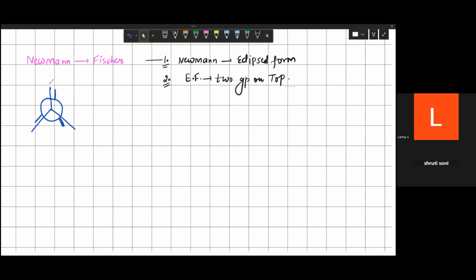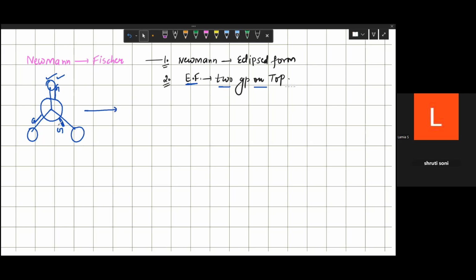Okay, so is this an eclipsed form or a staggered form? That one's staggered, right? This is the eclipsed form. In the case of staggered, the groups are a little bit far away from each other. Okay, so this is the eclipsed form. Now, in eclipsed form, are there two groups on the top? Yes, there are two groups on the top.